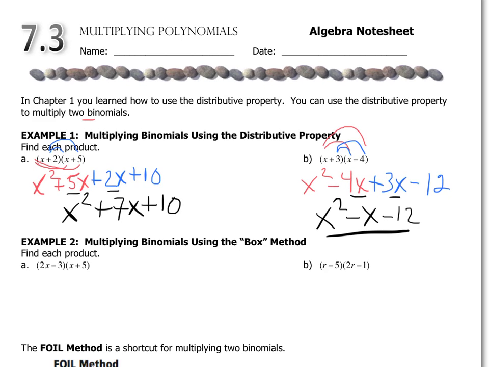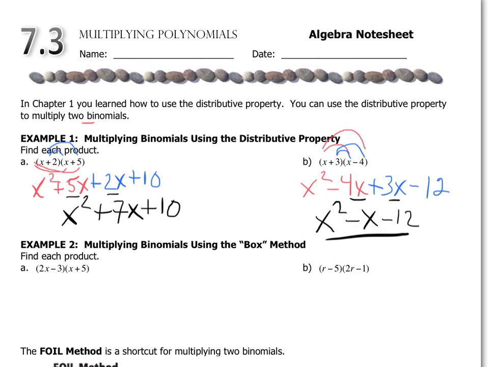The next way we can multiply binomials is called the box method. So how we're going to do the box method is, when we have two binomials, we are going to make a box where we can put the different terms that we are multiplying together on the outside, one for each row. So we would have 2x and a minus 3 for the first binomial, and for the second binomial we would do each in its own column. So we would set it up like this.